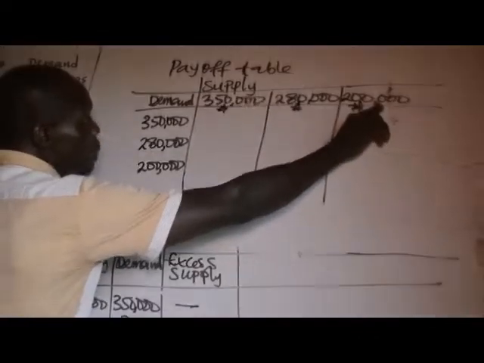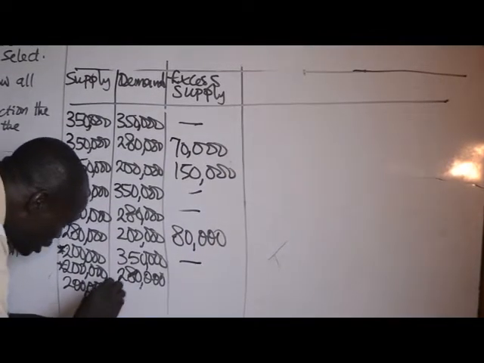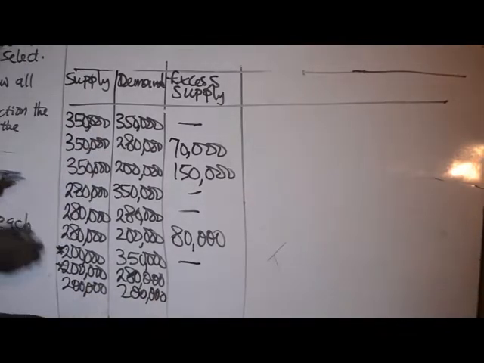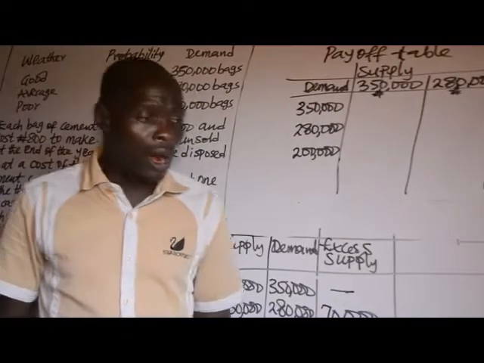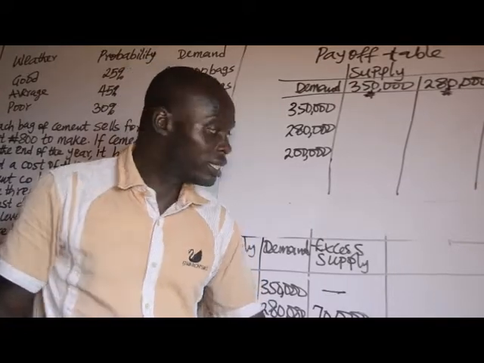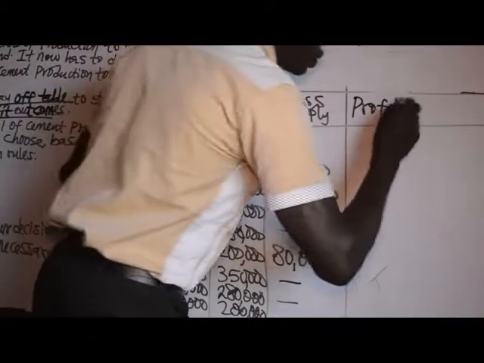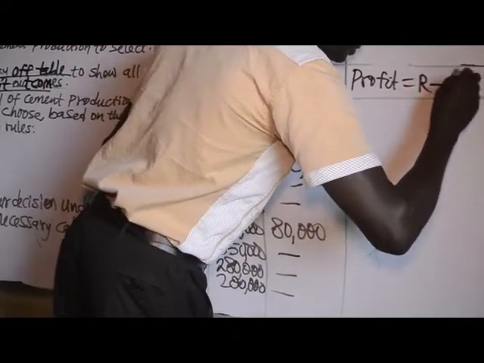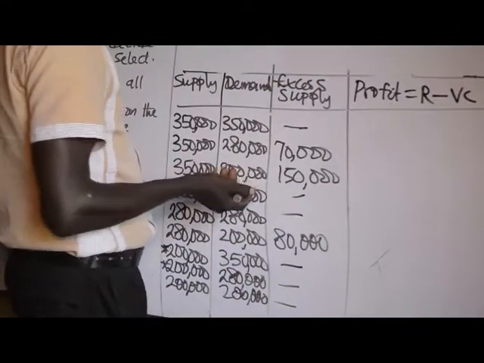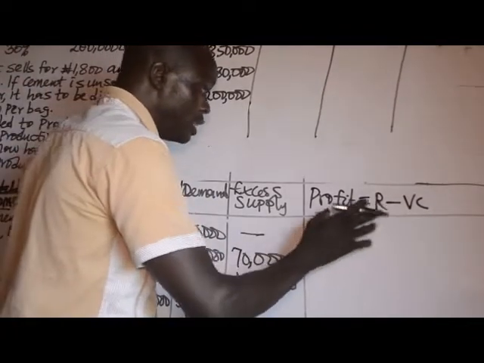Then the third case: supply 200,000, demand 200,000. That means demand and supply are at the point of equilibrium. Now, what will be the profit figure at each of the levels of production? You want to calculate the profit at each level of production. Profit is equal to revenue, that is your sales, less your variable cost. When you deduct your variable cost, you get contribution. And if there are no other items or abnormal charges or fixed cost to deduct, your profit will be revenue minus variable cost.